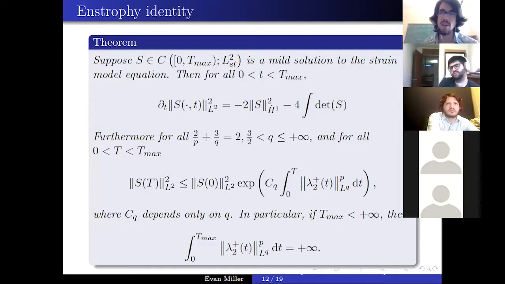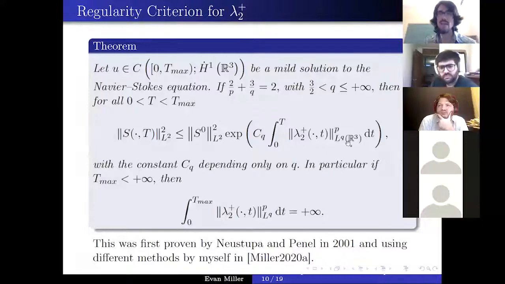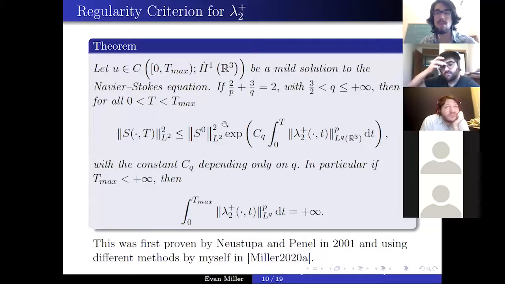The equation in terms of vorticity can also be written in terms of the strain. The one thing I will note that's different is that the q equals infinity case only works for the Navier-Stokes equation. It doesn't work for the Euler equation. In the q equals infinity case, we don't need to use the dissipation to get this identity. The identity holds, so this inequality holds for Euler as well when q equals infinity.